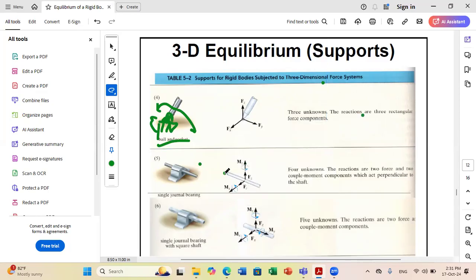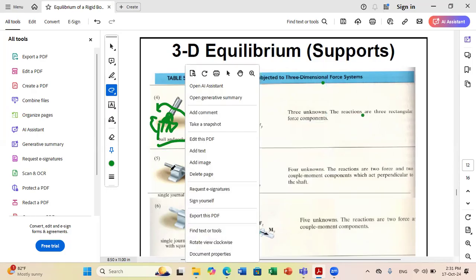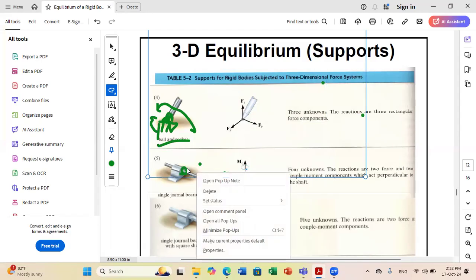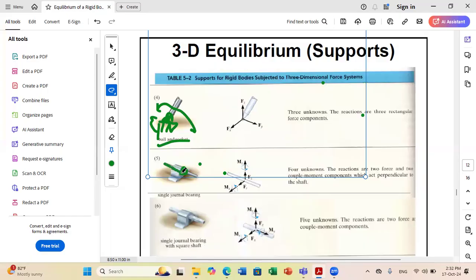Now, another type of connection is single journal bearing. What do we mean by a single journal bearing? As you can see in the figure here, you have a circular hole at this level. Since you have a circular hole here, you can translate your rod in this direction. Because you can translate it in this direction, then no reaction is developed along this line. And you can also rotate it about this axis because you have a circular hole. So you can rotate about this axis.